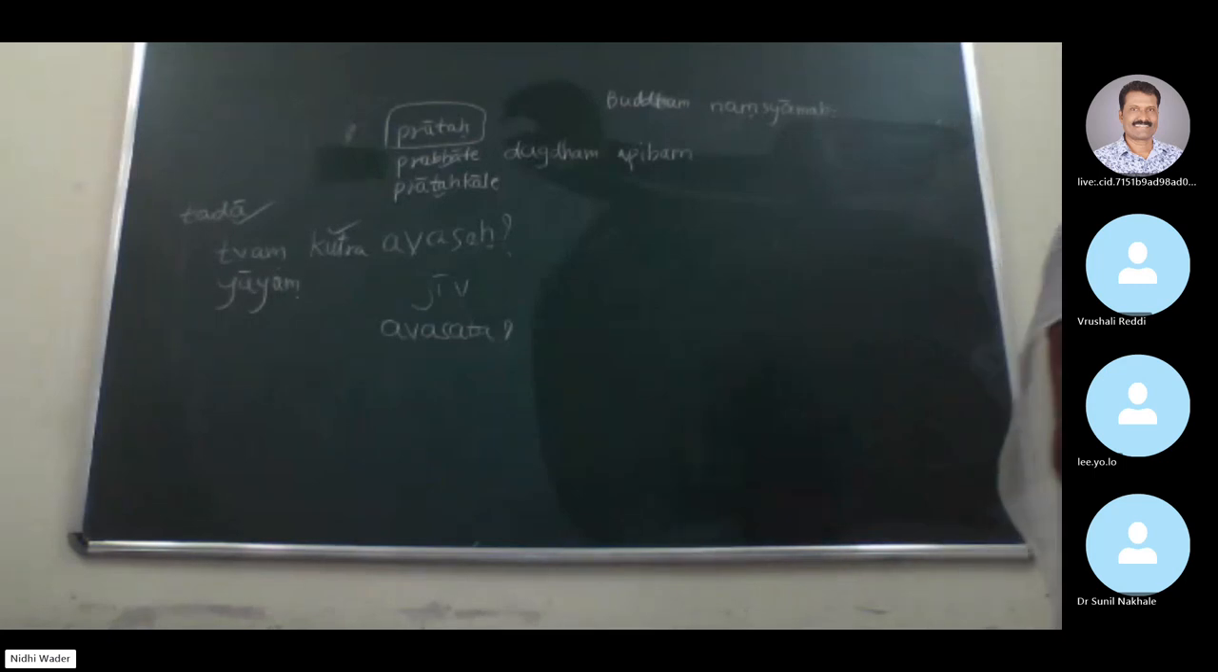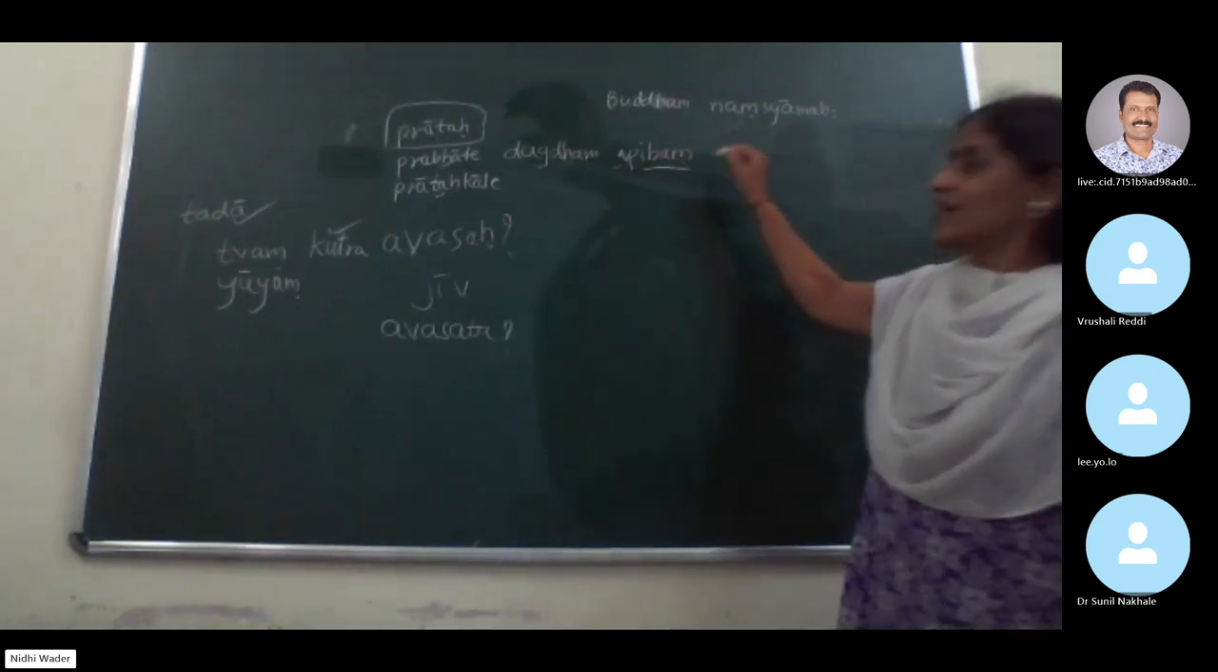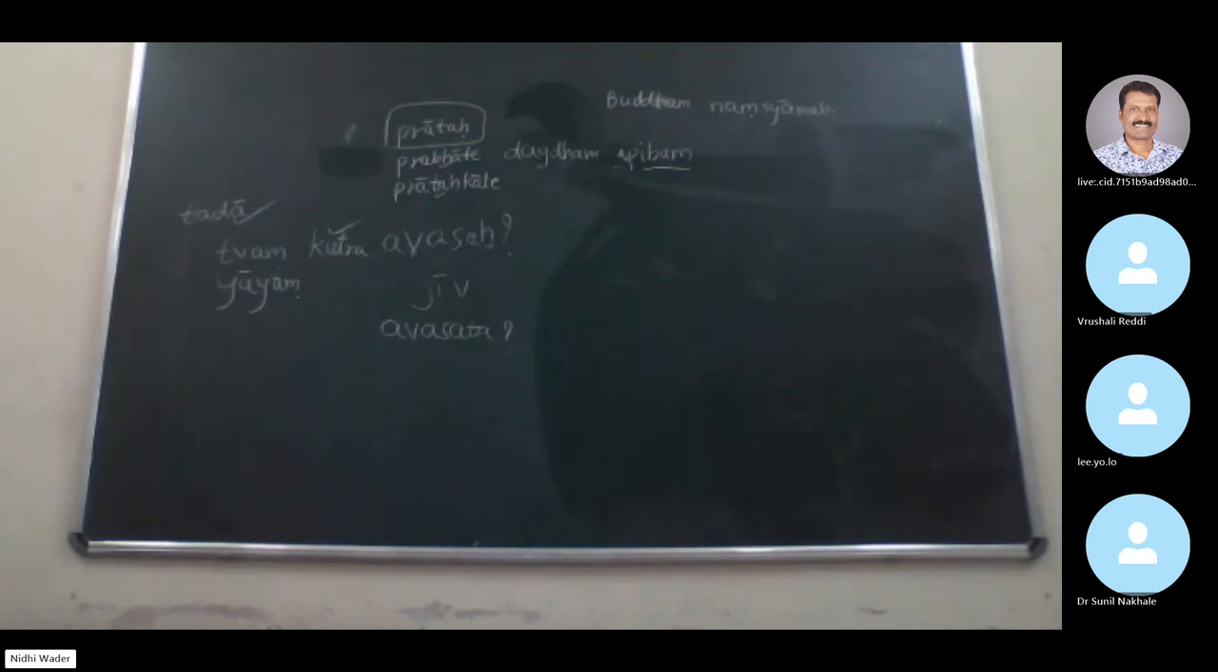Even if I don't write aham, avam, vayam, tvam, yuvam, yuyam, still the sentence is correct, because in Sanskrit you can drop the subject. Doesn't matter. Why? Because this apibam is coming only in first person singular. So even if I don't say aham, for example, buddham sharanam gacchami. We say buddham sharanam gacchami. Do we say aham buddham sharanam gacchami? We don't say. We just say buddham sharanam gacchami. I don't say aham, but it is understood. So even if you don't write aham, the sentence is correct. Even if I don't write vayam, the sentence is correct.